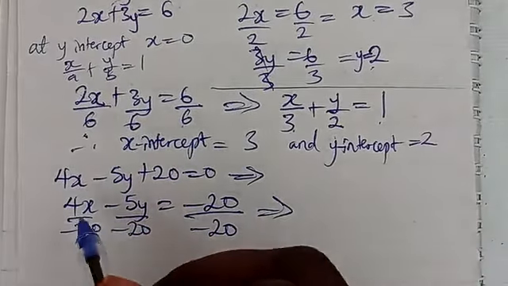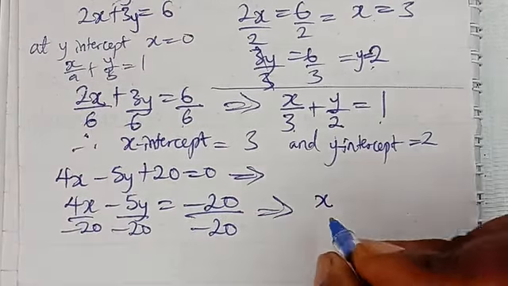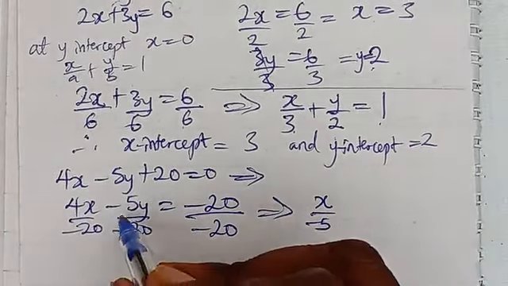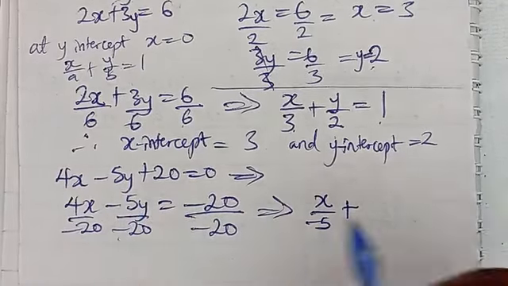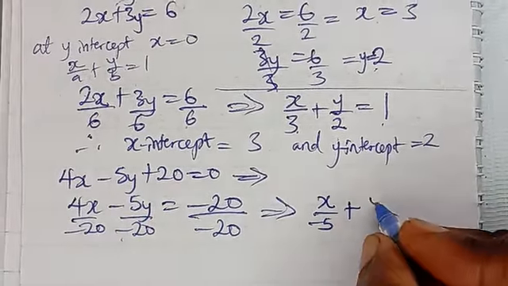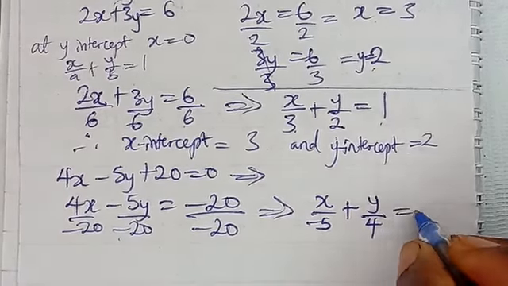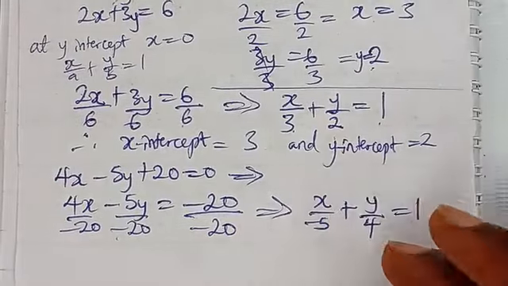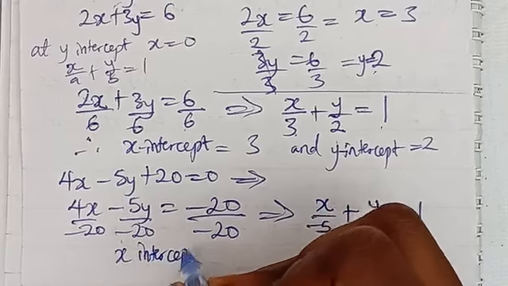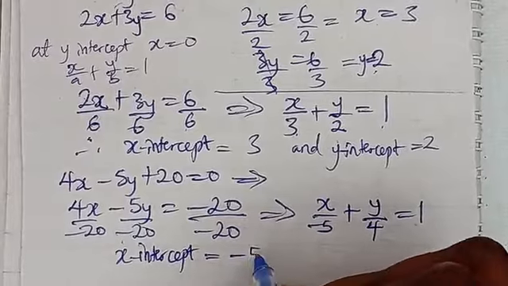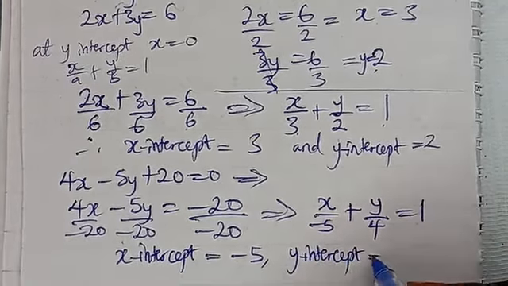This gives us 4 into itself is 1. And then 4 into minus 20 is minus 5. This will cancel out, so this will be a positive value. 5 into minus 5 into itself is 1. And then minus 5 into minus 20 is a plus 4, equal to minus 20 into itself is 1. So we've gotten it in this form, meaning that x-intercept is equal to negative 5 and y-intercept is equal to 4.